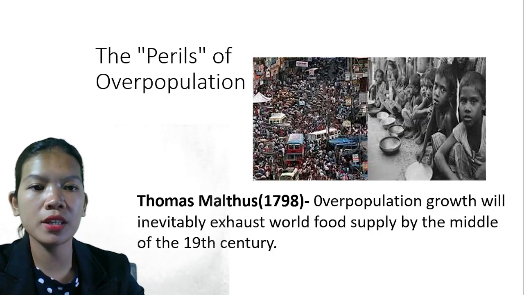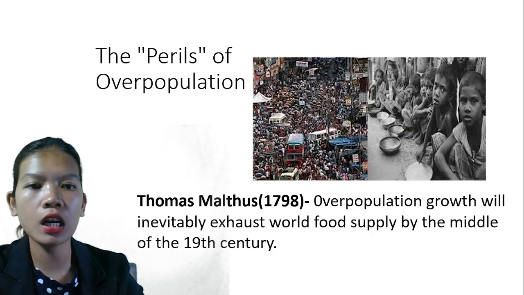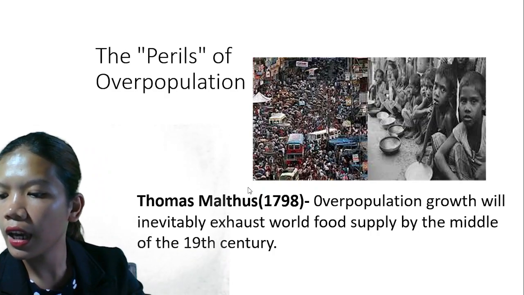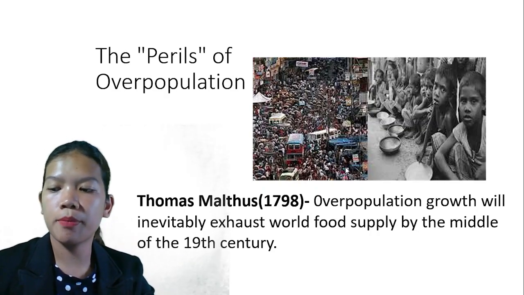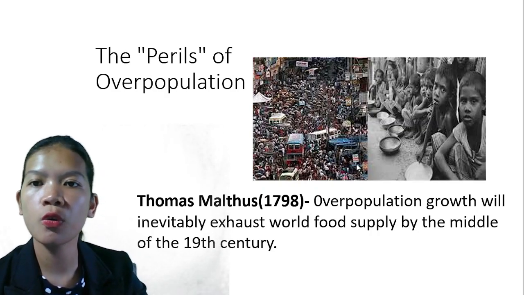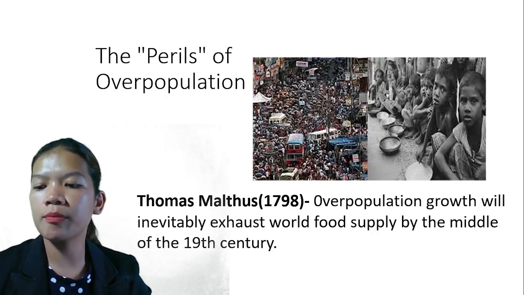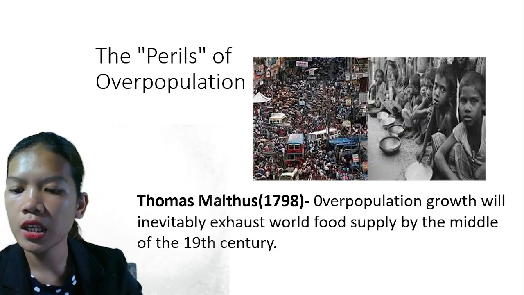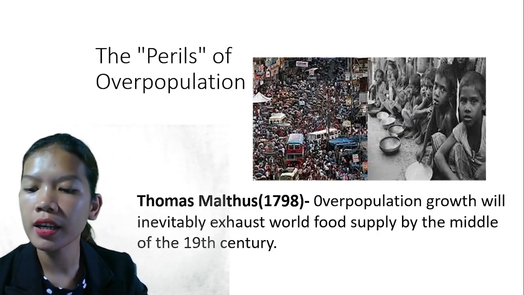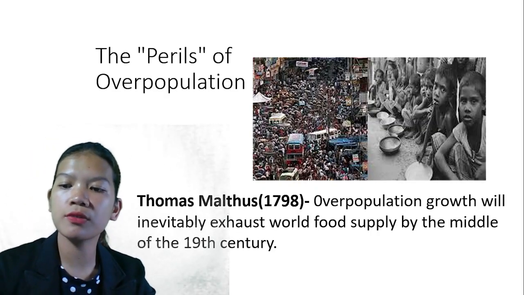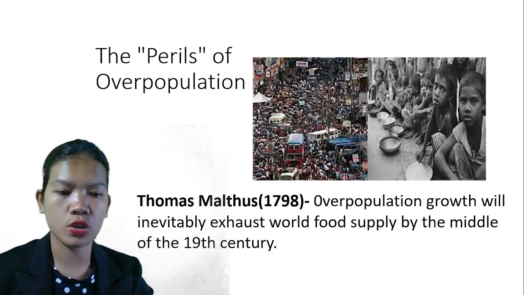So, those were the recommendations after those essays and a book written by some of the scholars about the perils of overpopulation. They feared that this overpopulation will exhaust the food supply and bring about global disasters. And that's the reason why there are policies being created in each country to mitigate or to stop overpopulation.